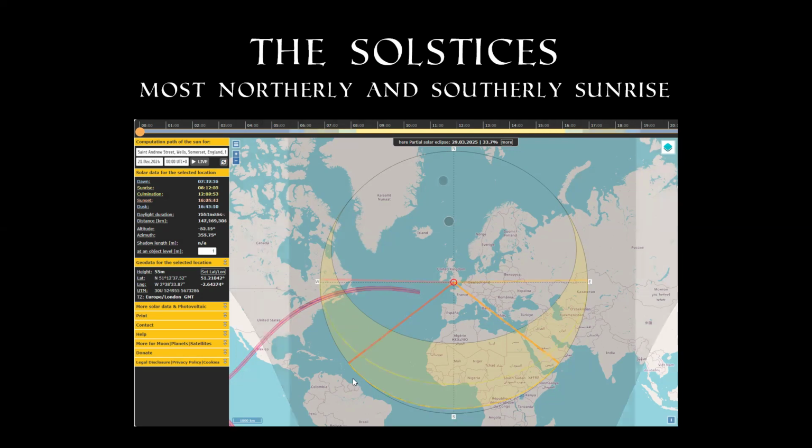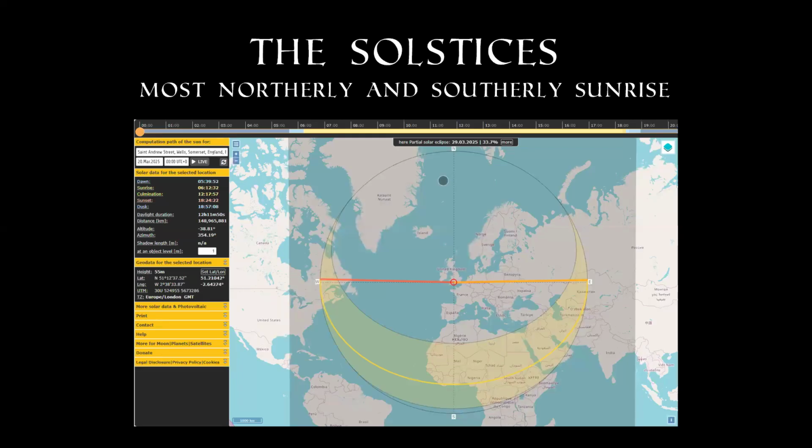Now, if we go to the next equinox, which will be in March 2025, March the 20th, then sunrise and sunset is as good as east-west. So that's where the sun rises and sets all over the world on the equinoxes.